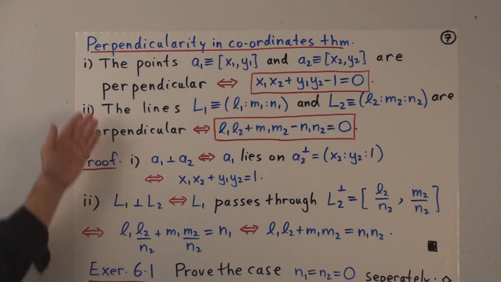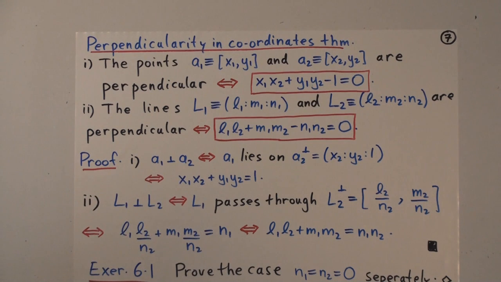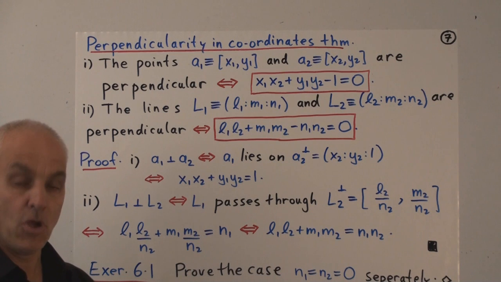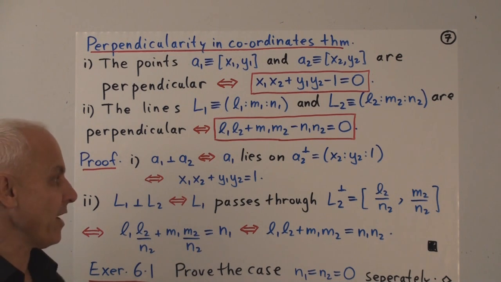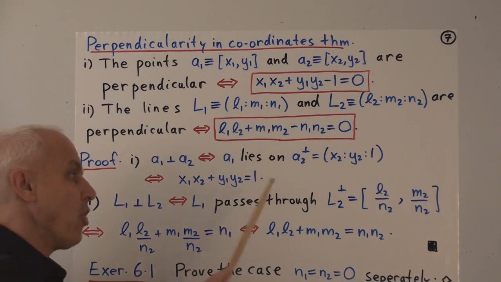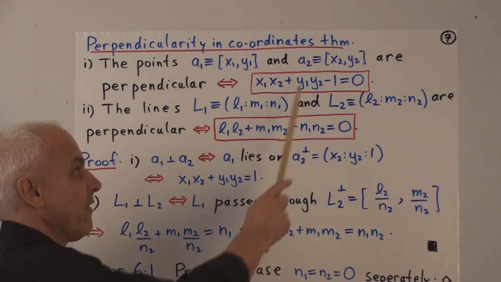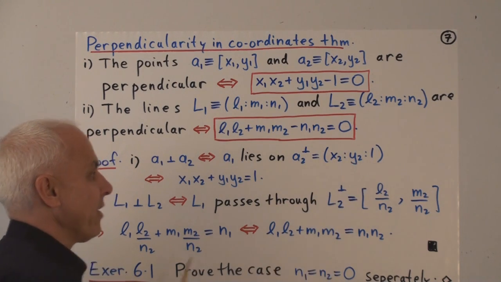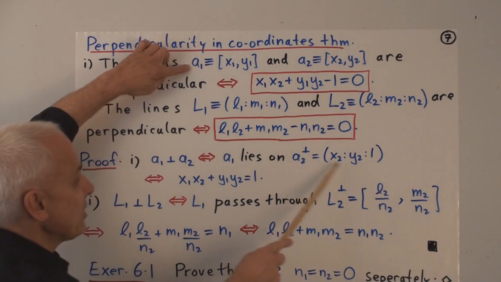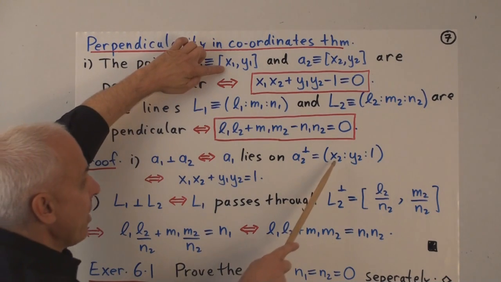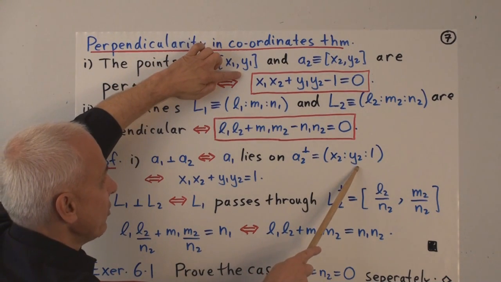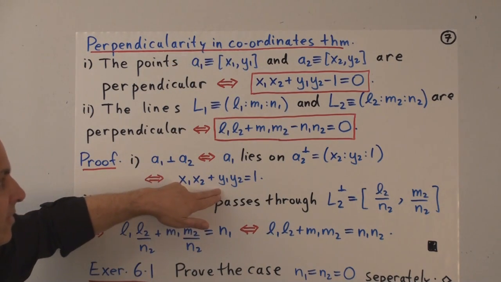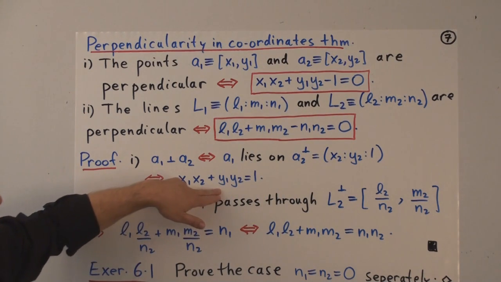So proof. The first part. The 2 points are perpendicular precisely when A1 lies on the dual of A2, or conversely, A2 lies on the dual of A1. But we know now what the dual of A2 is. If A2 is this point, then its dual is the line x2, y2, 1. And A1 lies on that line precisely when x1 times x2 plus y1 times y2 equals 1. And that's pretty well what we wanted to prove, except we just got everything to the left-hand side there.